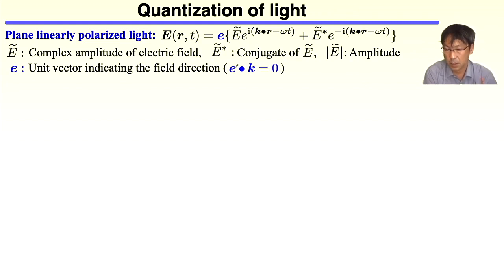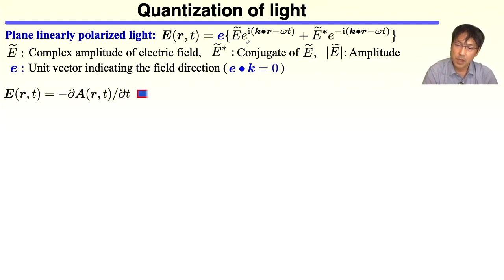Here this is a plane wave, e dot k is 0. E tilde stands for the complex amplitude of the electric field. This star stands for the conjugate. In this case, the amplitude of the electric field is given by the absolute value of the complex amplitude of electric field. Then we suppose that plane wave light is given by this electric field.